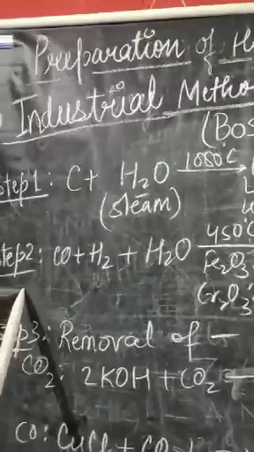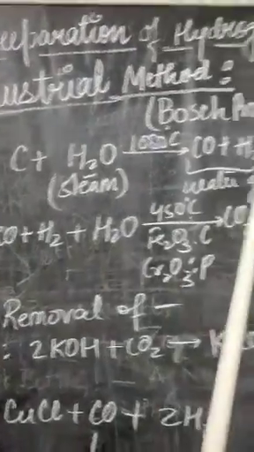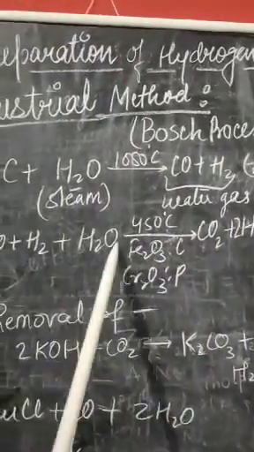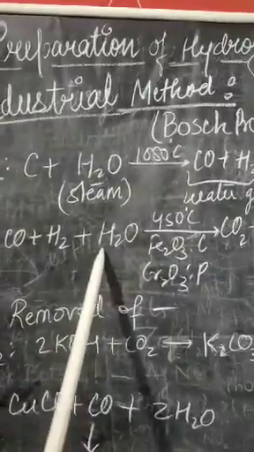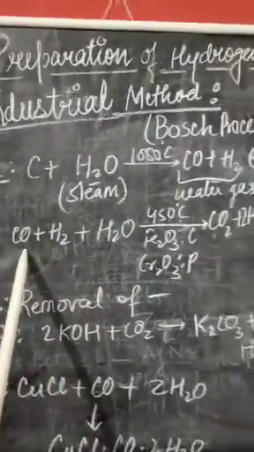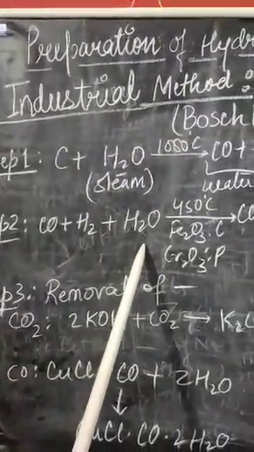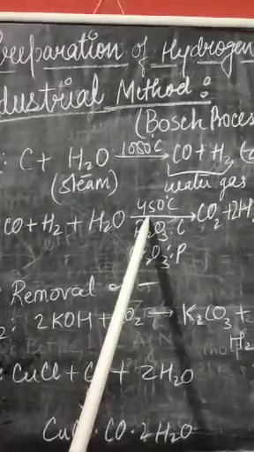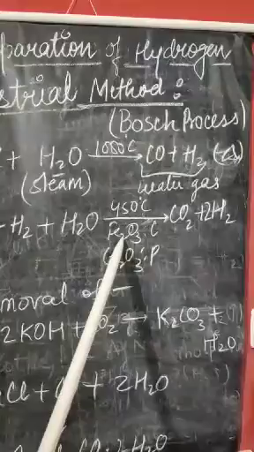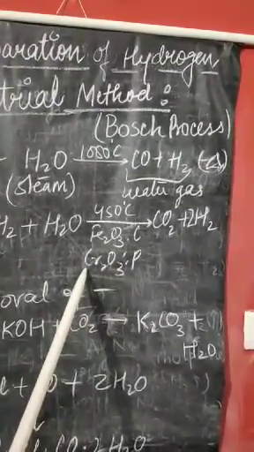Then we will come to the second step. The second step is reduction of steam to hydrogen. Means this water gas will be getting reduced with the help of water, or you can say with the help of excess of steam. In second step, carbon monoxide plus hydrogen, which is also called as water gas, will react with excess of steam at the temperature of 450 degrees Celsius, and there will be catalyst, that is iron oxide, and there will be promoter, there is chromic oxide.